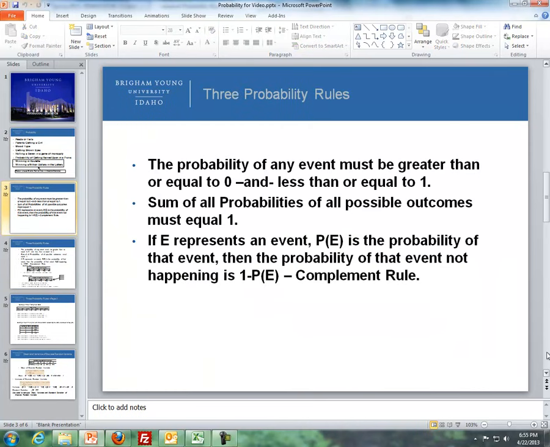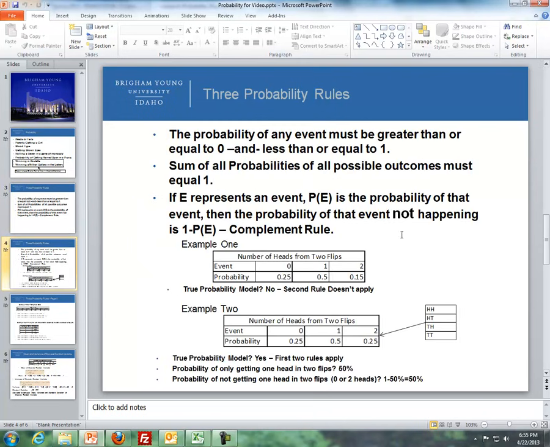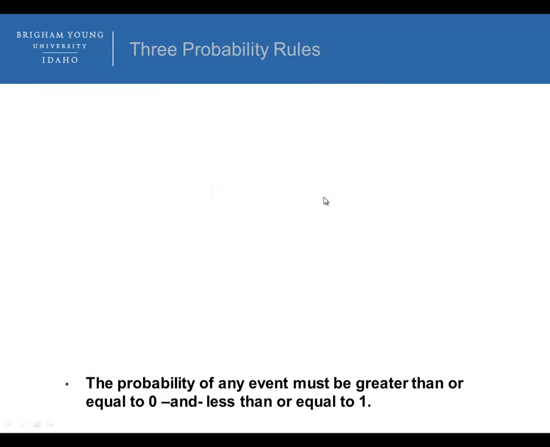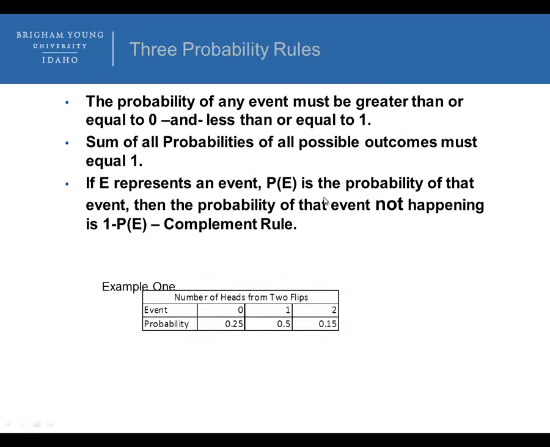Okay. So now the three rules of probability. The probability of any event must be greater than or equal to 0 and less than or equal to 1. And the sum of all the probabilities of all possible outcomes must equal 1. And then finally, if E represents an event and P(E) is the probability of that event, then the probability of that event not happening is 1 minus P(E). So that's called the complement rule. Okay. So now here's the three probability rules again. So let me just go through this. I'm going to expand the slide here. And here are the three rules of probability.